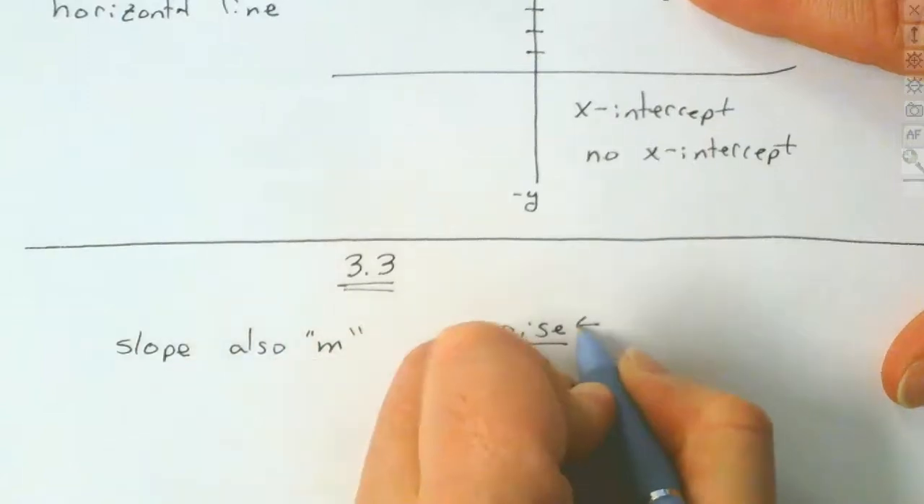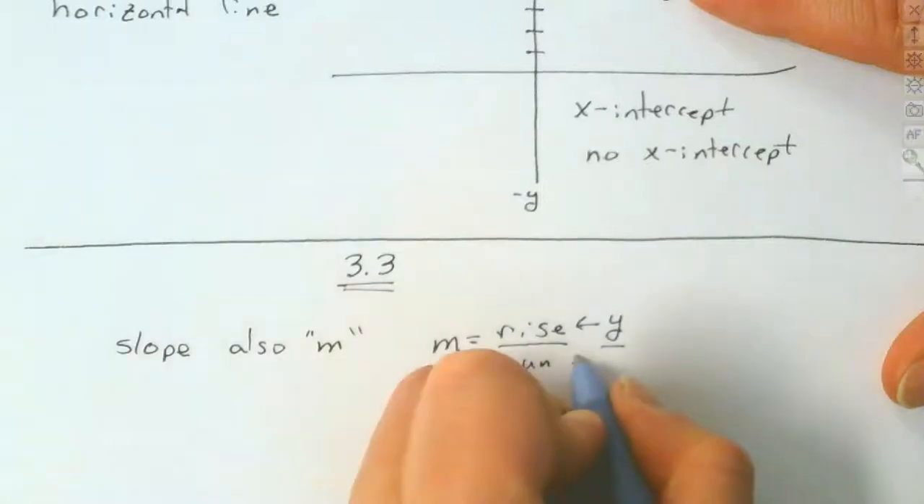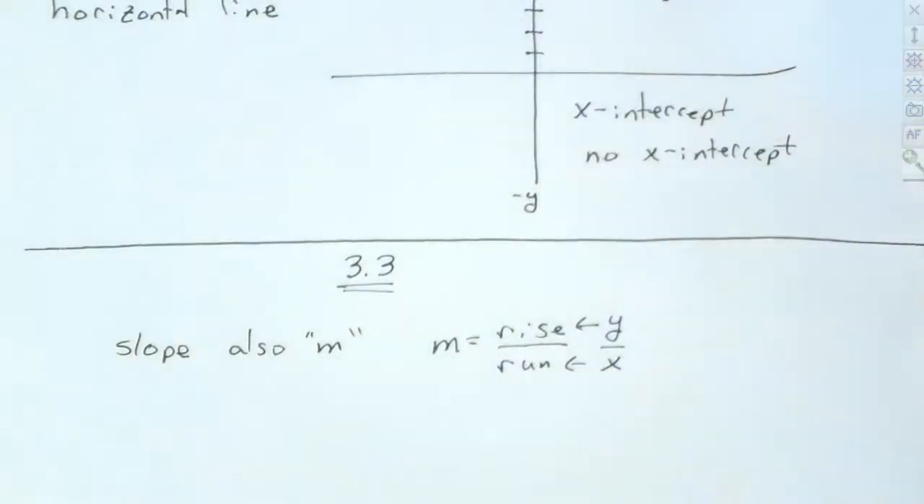And so when we talk about the rise, that's the y part. The run is going to be the x part. So slope is also known as m, and that's rise over the run. And it's a ratio. It's a fraction. It can also be called the pitch or the grade. So if you're building a house and they talk about the pitch of the roof, that's the same as the slope. It's the rise over the run.